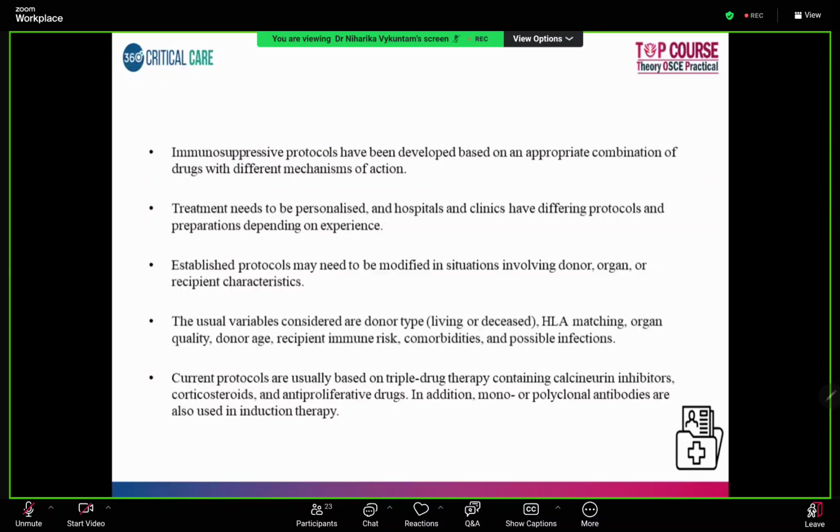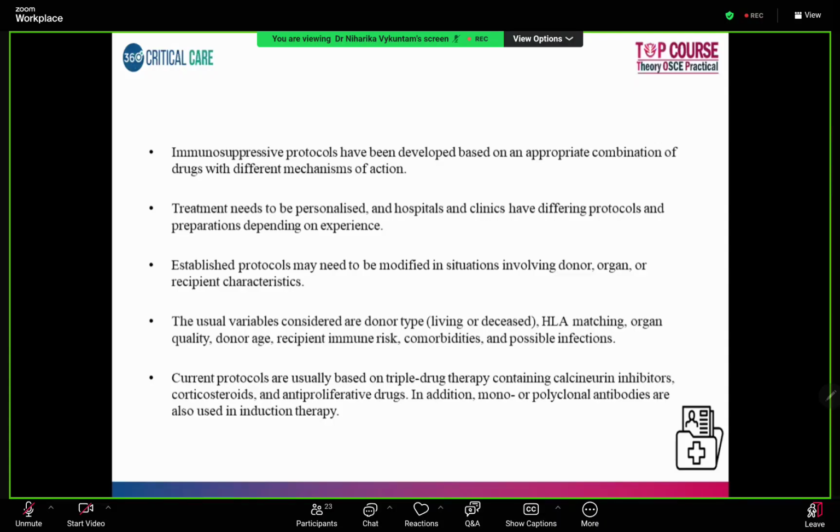This treatment needs to be personalized, and it depends on many factors, like the donor type, whether the donor is living or deceased, the HLA matching of the patient, organ quality, donor age, recipient immune risk, comorbidities, and possible infections. The nephrologist will decide which protocol to start. But currently, we use triple drug therapy, which usually contains calcineurin inhibitors, corticosteroids, and anti-proliferative drugs.